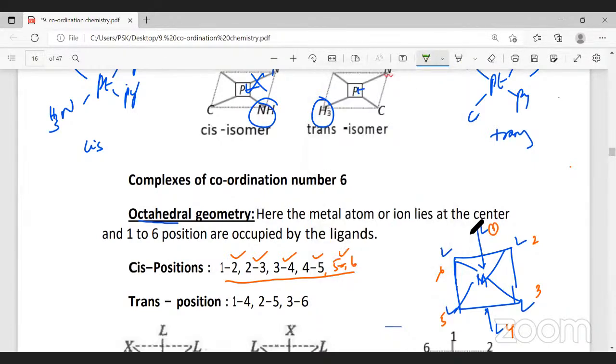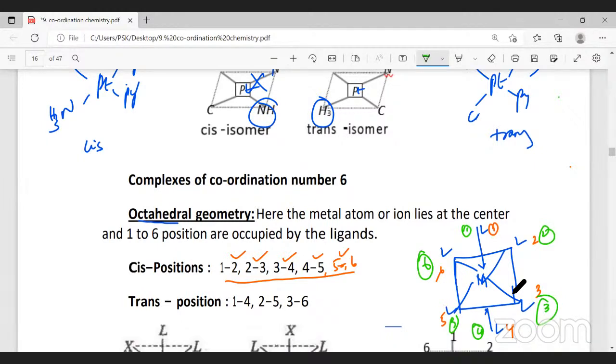When we say trans position, the ligands are present at the first position and the fourth position. One is above the plane and one is below the plane, opposite. That will be called trans position. Now, this is second position and the fifth position. You can see it's opposite. 2 and 5, it is called trans position. And 3 and 6, opposite, trans position.